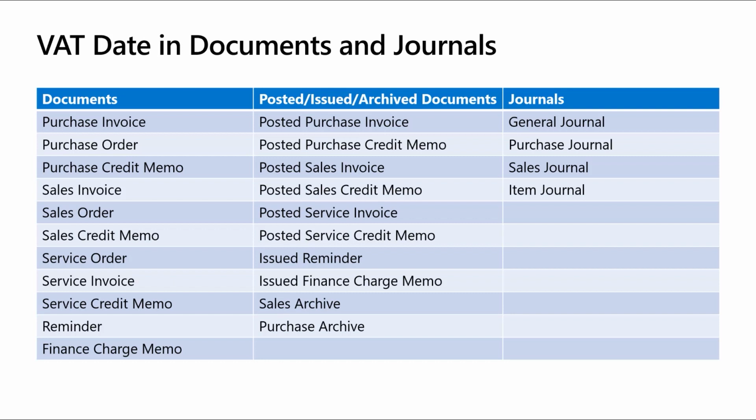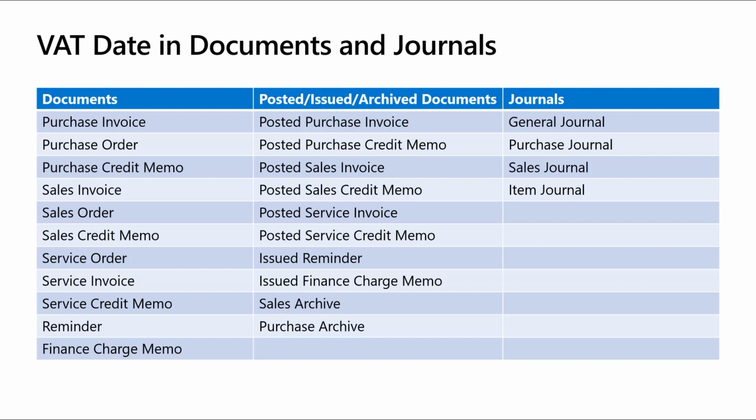You can start with purchase, both in non-posted and posted documents. For non-posted you have purchase invoice, purchase order, purchase credit memo, and the same with sales invoice, sales order, sales credit memo. In posted documents you can find, of course, posted purchase and sales invoice, and posted purchase and sales credit memo. Then you have service order, service invoice, service credit memo, and the same situation with posted documents for service. Even more, we added VAT date to reminder and issued reminder, and finance charge memo and issued finance charge memo. You can also use archiving, because we added VAT date to sales and purchase archive.